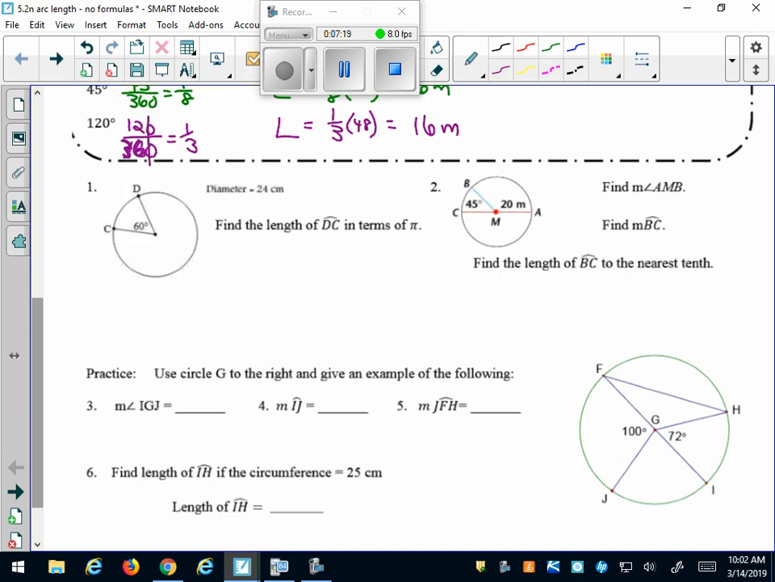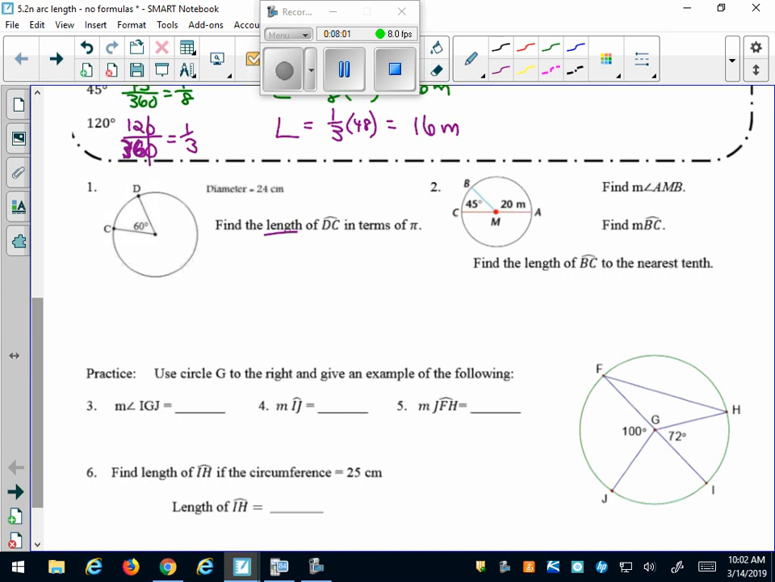Okay, so let's do one that's not one of those. Number 1 here, it tells us that the diameter is 24. Find the length. You're always looking for that word length. The length of arc DC. They want us to leave our final answer in terms of pi. Okay, so we're finding the length of the arc. What I want you to realize every time you have a question like this is that the first thing you have to find is what? The fraction, and then what?